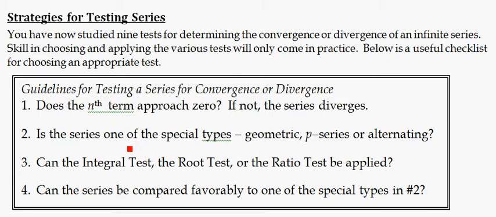If that doesn't happen, then maybe the next best thing to look for is, is the series one of our special types? Is it geometric or a p-series or an alternating series? If so, all three have fairly straightforward tests that can be applied. And then after that, if it's none of those, then you can think about, can you integrate the expression a sub n? If you can, then you could try applying the integral test. If it's an nth power, then the root test might be a good idea. Or if it looks like some sort of ratio, the ratio test may be applied. And then the last thing you might try also is, if your series is not one of these special types, can it be compared to one of the ones using either a direct comparison or a limit comparison?